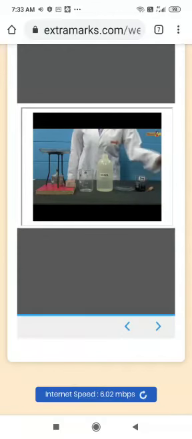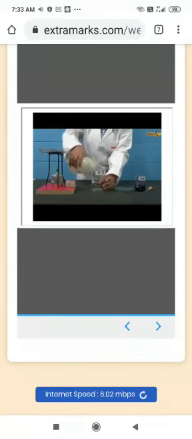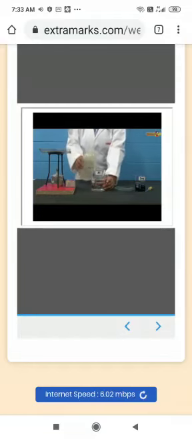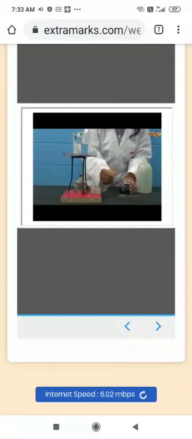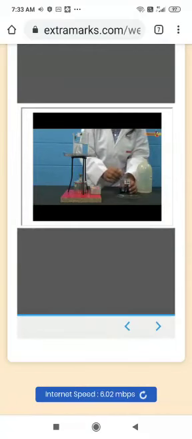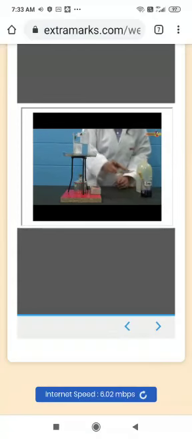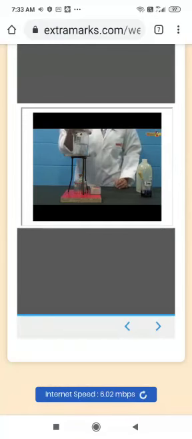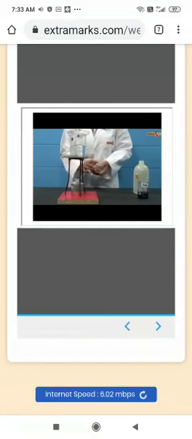Now, let us proceed. First, fill a beaker half with water. Put a few drops of ink on the watch glass. Now, put the watch glass containing ink over the mouth of the beaker containing water, which is kept on a tripod stand. Now, we start heating the beaker.